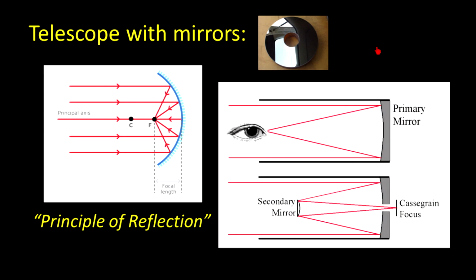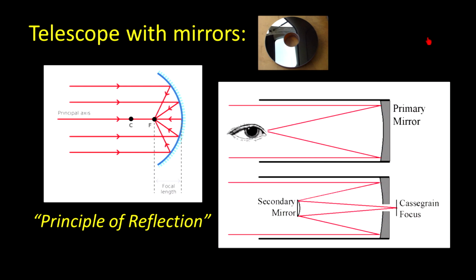So the solution to this is to take the mirror and to have a hole either drilled into the mirror or cast into the mirror and put a second convex mirror so that the light comes in, bounces off of the primary mirror, bounces off of the secondary mirror, and then gets redirected through the hole in the back.